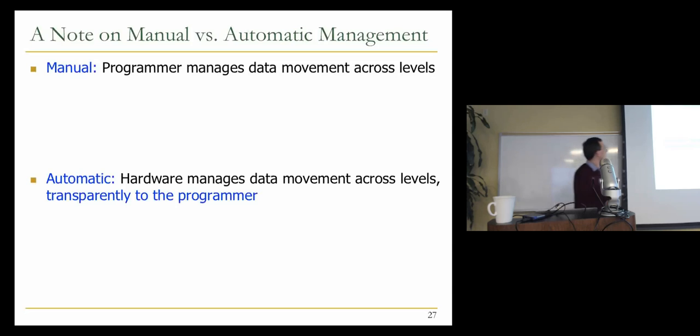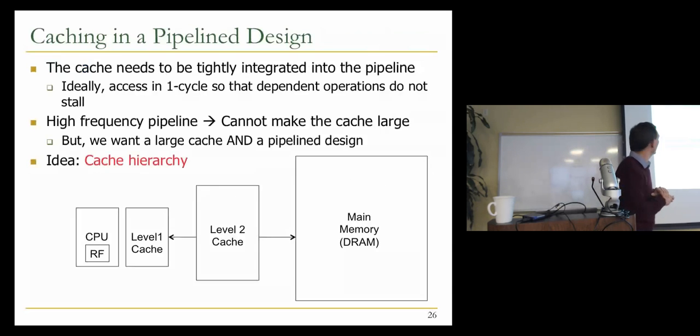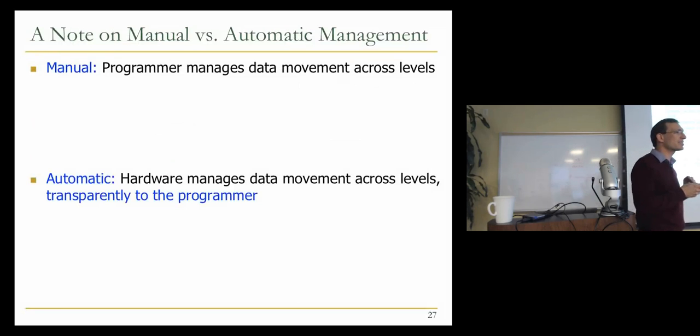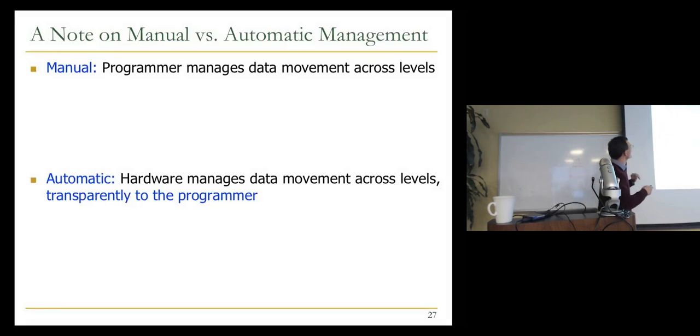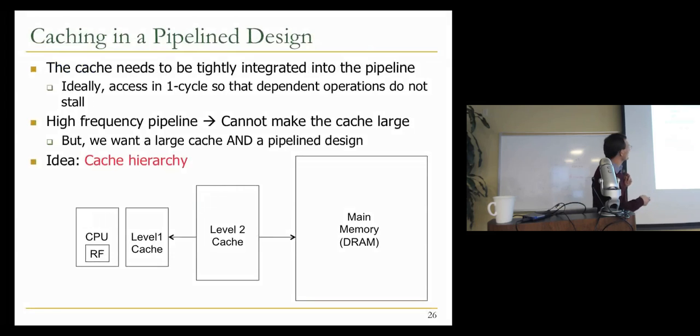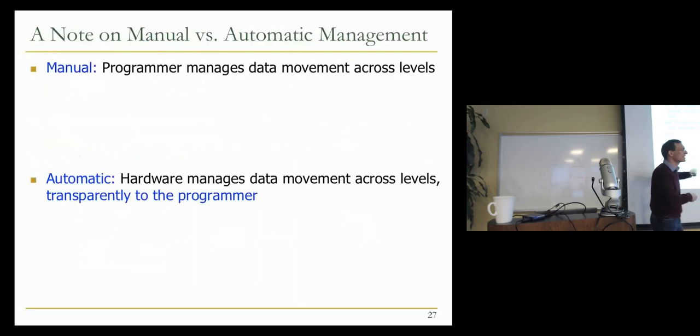Okay, a little bit on manual versus automatic management. Whenever we talk about caches, we implicitly talk about automatic management. What is manual management? Basically, a programmer manages data movement across these levels. If that's the case, these are usually not called caches. They're usually called something like scratchpad memories, because they're programmer visible, and the programmer says, take the data from this main memory, put it into this level X memory, for example, or scratchpad.